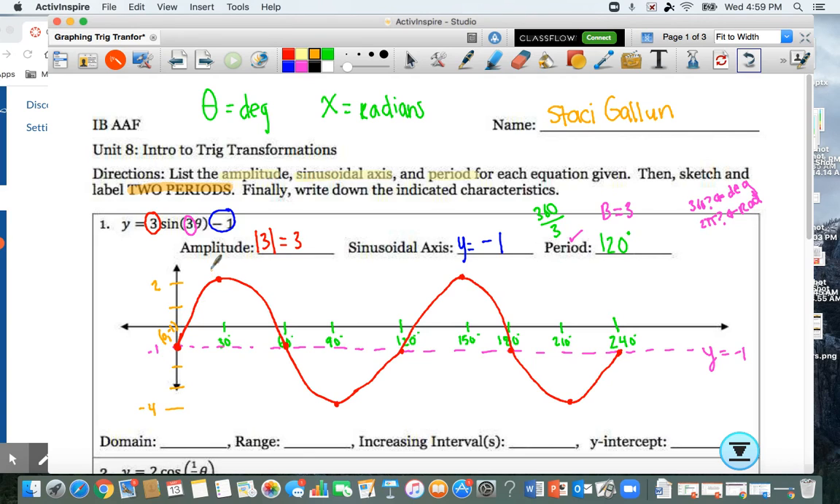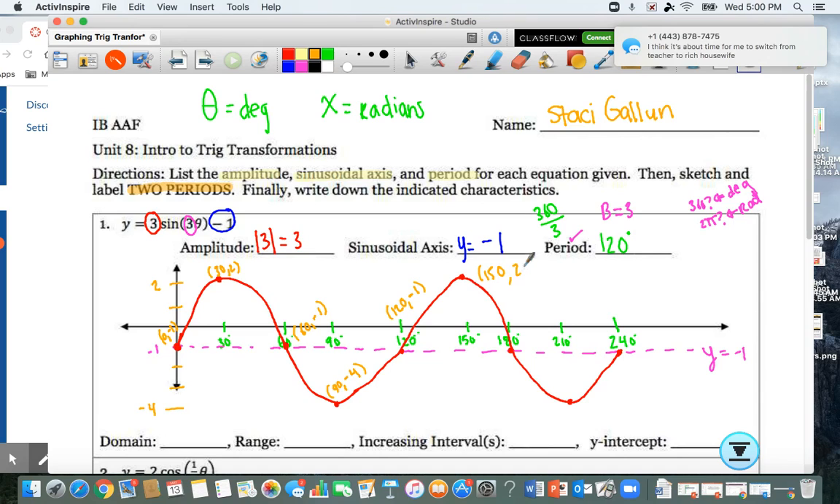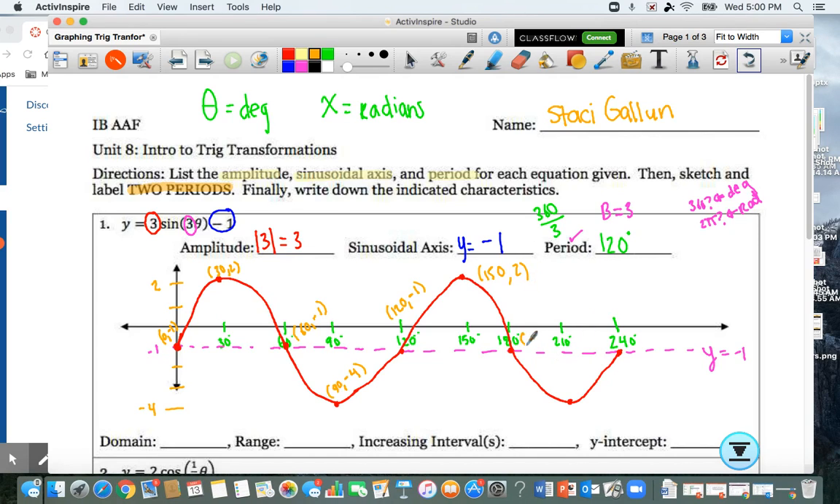0, -1, 30, 2, 60, -1, 90, 2, -4, 120, -1, 150, 2, 180, -1, 210, -4, and 240, -1.